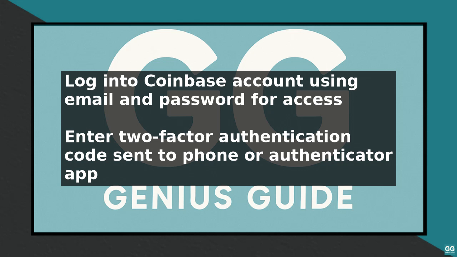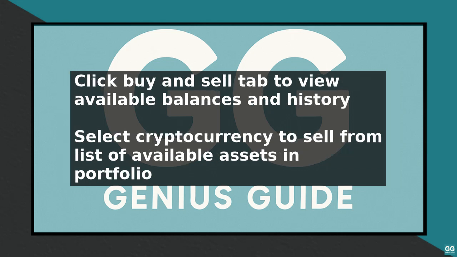Next, select the cryptocurrency you want to sell from the list of available assets. You can choose from popular options like Bitcoin, Ethereum, or Litecoin, depending on what you have in your portfolio. After selecting the cryptocurrency, enter the amount you want to sell. You can choose to sell a specific amount or your entire balance.